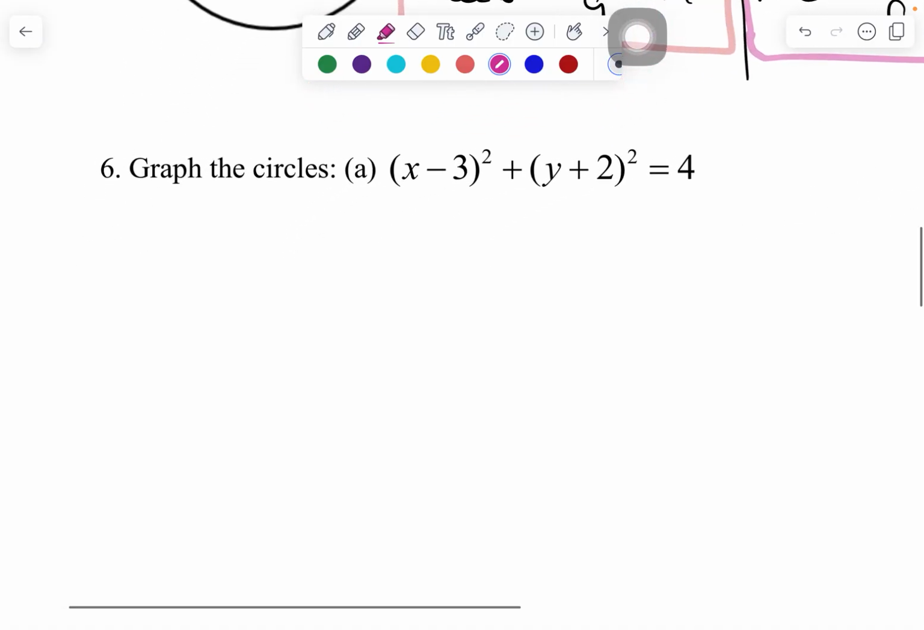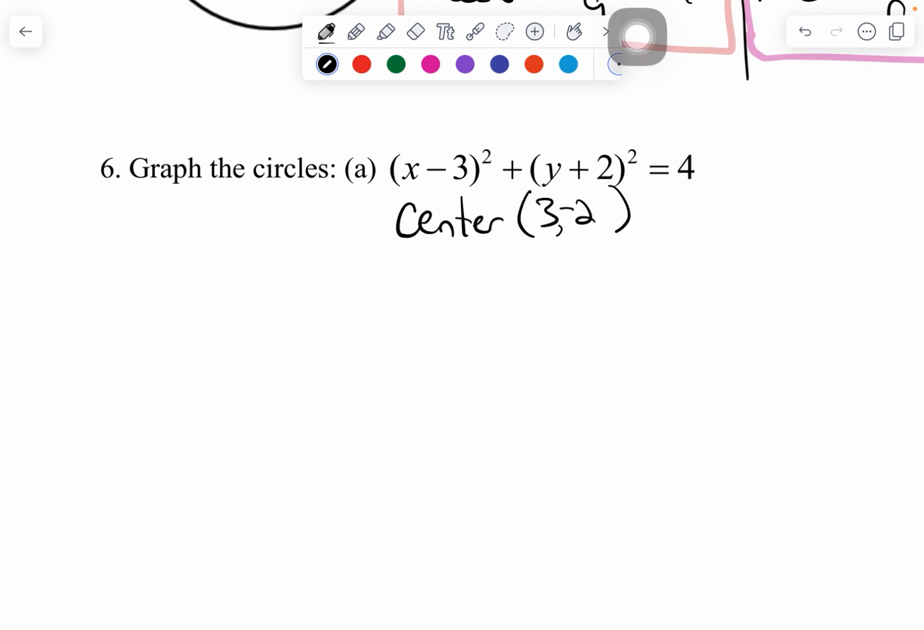Question number 6, part A, asks you to graph a circle. Now, what I would normally prefer is to actually have a grid here. I don't have one, so I'll just do a quick hand draw. So let's talk center here. It's going to be 3, -2. And my radius is 2. So I'm just going to do a quick sketch.